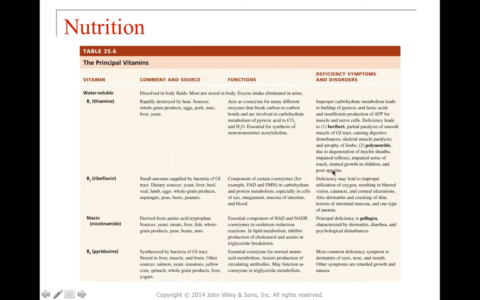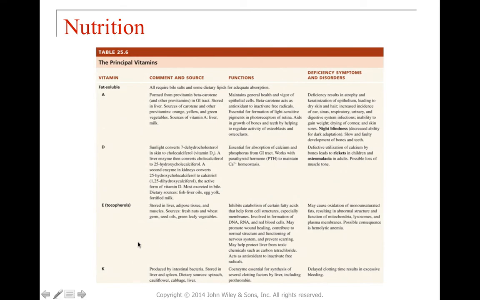Oh, sorry guys, let me go back. Vitamin E you've probably heard of in terms of scarification. So you will put this on top of post-surgical scars or tattoos because it's going to help with healing. And it's also involved in the formation of DNA and RNA and red blood cells.